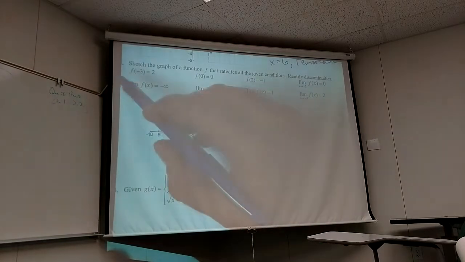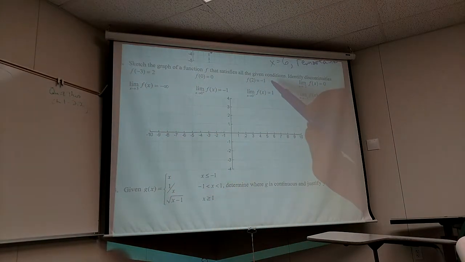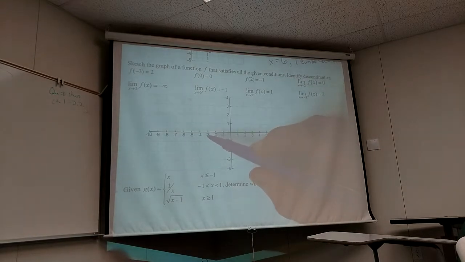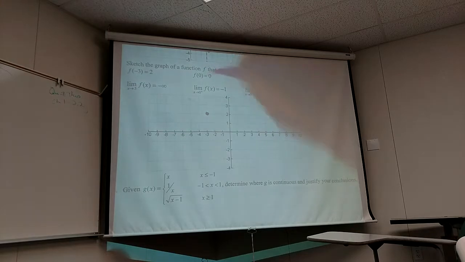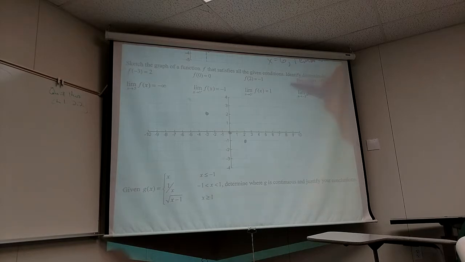So here, the first three are my anchor points. So I know f of -3 is 2. f of 0 is 0. f of 2 is -1. Awesome. Now let's look at 2. The limit as x goes to 2, what does that inherently mean? From both sides. So the limit as x goes to 2 from both sides is 0.